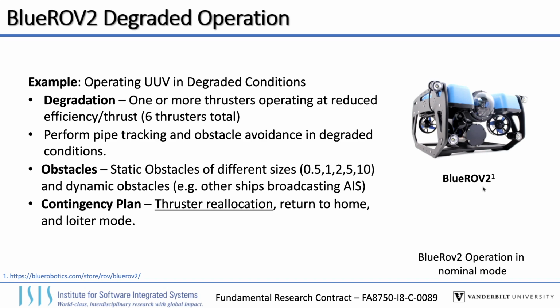Because, like I mentioned, this is a thrust vector controlled vehicle, if one or more of the thrusters is degraded and you perform thrust vectoring the same way as you would under nominal conditions, then the vehicle will not behave like you expect it to. So we can try to identify which thruster is degraded and revise our control law to take that into account. And that's what we call thruster reallocation.